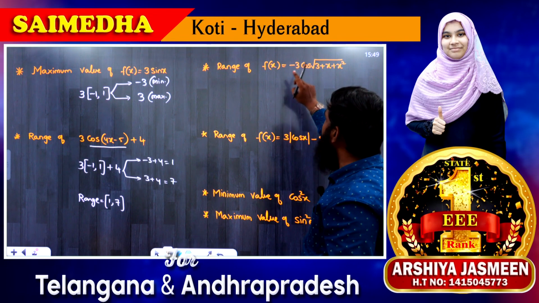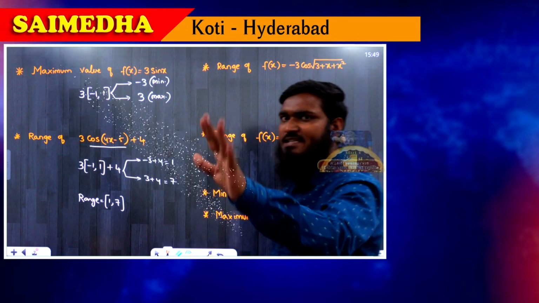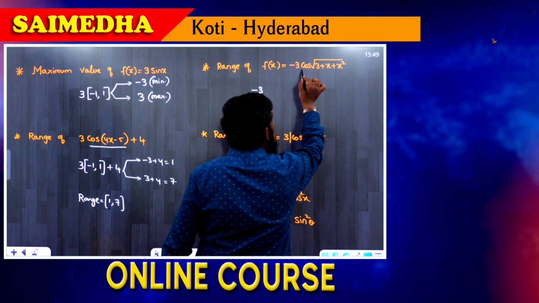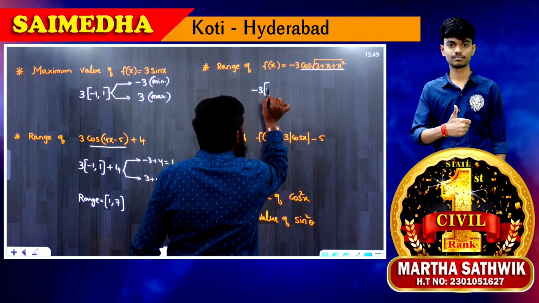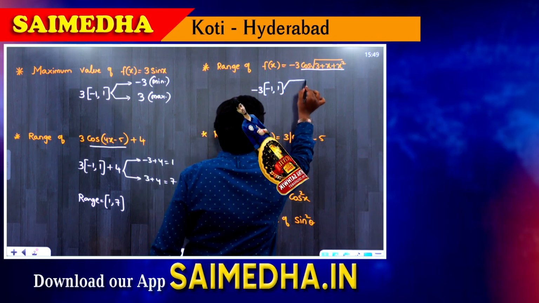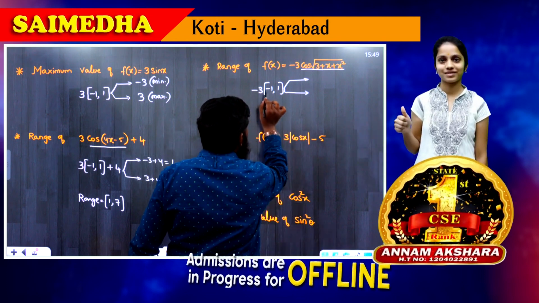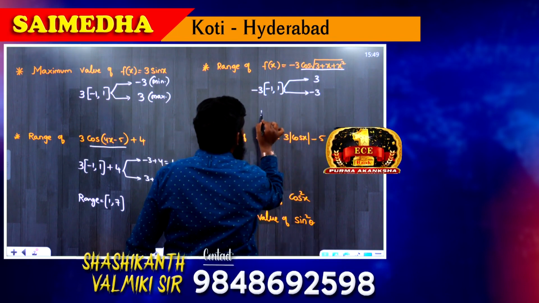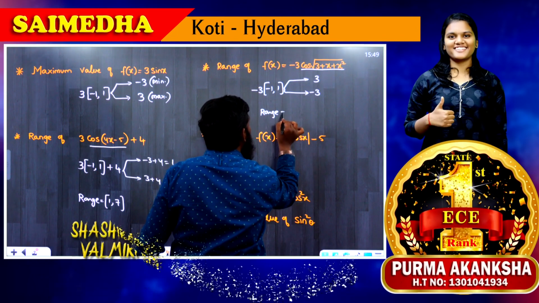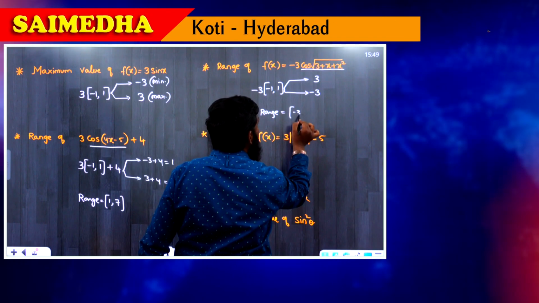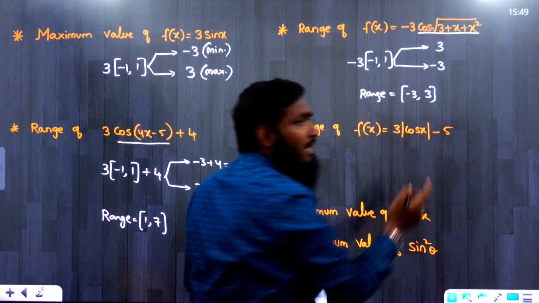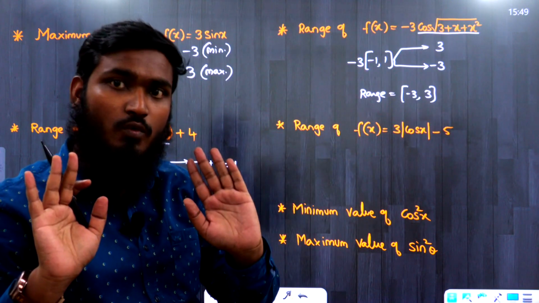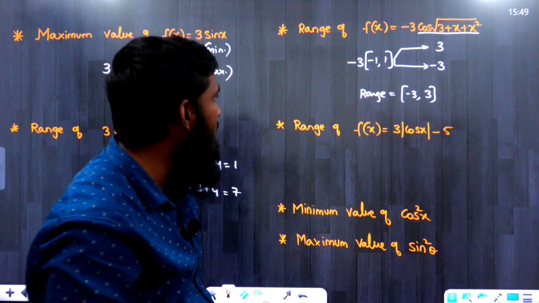Okay, now let us see this part. Range of f of x is equal to minus 3 cos under root 3 plus x square. Now see this question. Minus 3 I have written as it is. Now in the place of this complete part, we have to write minus 1 comma plus 1. Again, what are the two cases? Minus 3 into minus 1 means 3. Minus 3 into plus 1 means minus 3. Now we have to find the range. Range is equal to, what is the minimum value? Minus 3. What is the maximum value? Plus 3. Compulsorily, we have to write the minimum value first, next the maximum value.